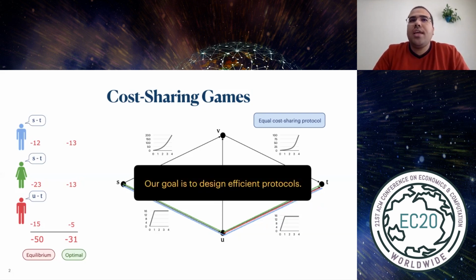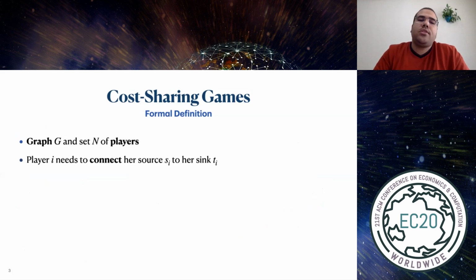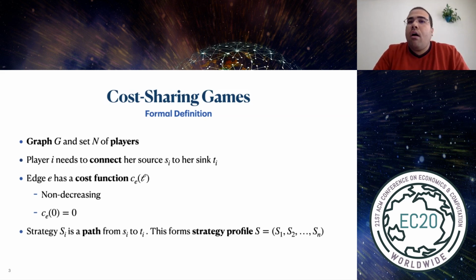Now that you have a general idea about the problem, let us get into some details. Formally, an instance of a cost-sharing game consists of a graph G and a set N of players, where each player needs to connect her source to her sink. Each edge has a cost depending on the number of the players using it. We assume that these cost functions are non-decreasing, and the cost of an edge that nobody uses is 0. Each player's set of strategies is all the paths in G that connect her source to her sink. Strategies of all the players form a strategy profile that we denote by S.